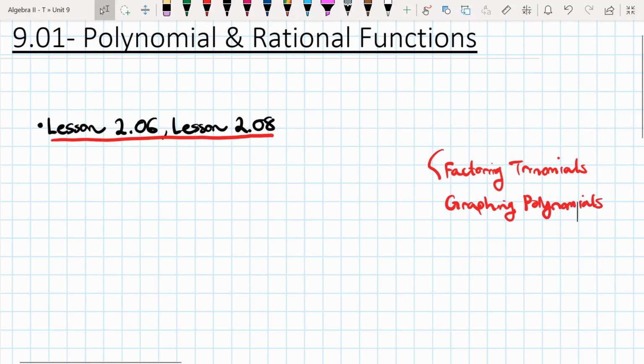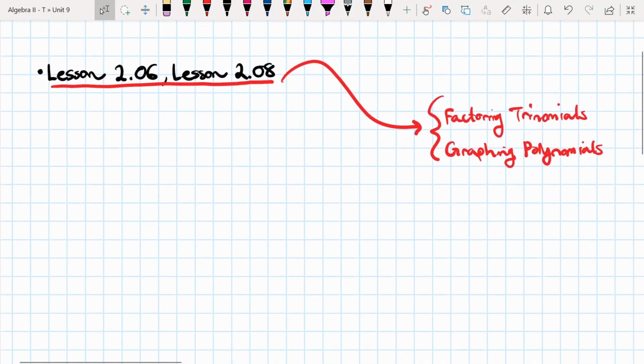Okay, so we're not going to review all of the concepts from Unit 2, but these are the two I want to focus on. I think these are the most important. These are the ones that you're going to see aligned to the final exam.